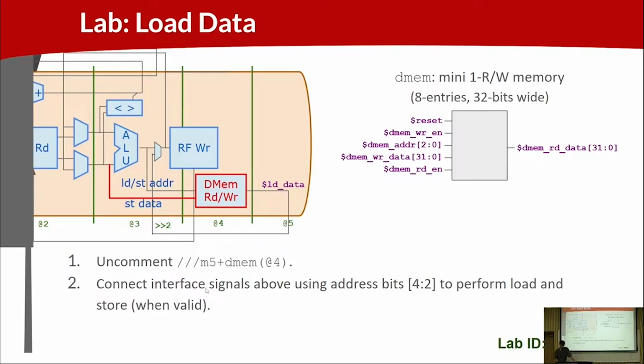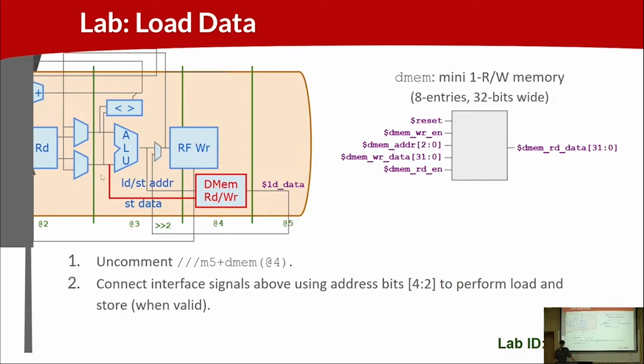Let's see, connect interface signals above. Okay, so this is connect all the signals, right? So this guy coming out is our load data. We'll give that a name that makes sense, so you can assign that to load data. We've got our address that we computed in the ALU. So that's our result coming out of the ALU that we use for our address. And the store data is coming from source register 2.